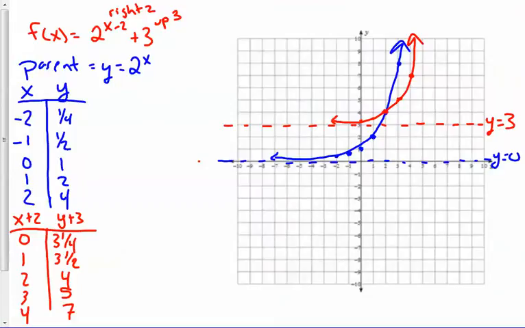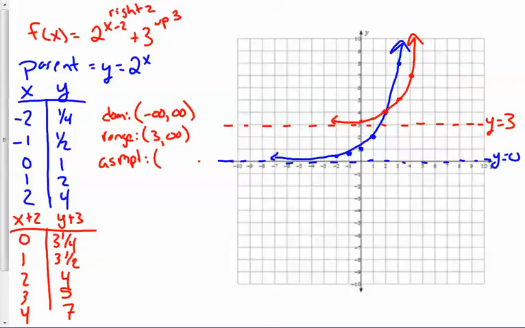So, we can go back a little bit and look at our original function with the base 2. Some things that are a little bit different. Again, this is exponential growth. The domain we talked about would again be negative infinity to infinity. Its range would be 3 to infinity, which gives it an asymptote of y equals 3.